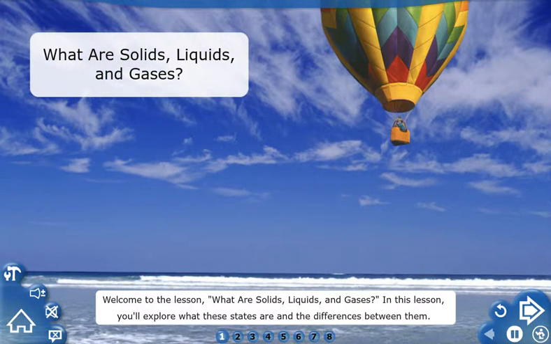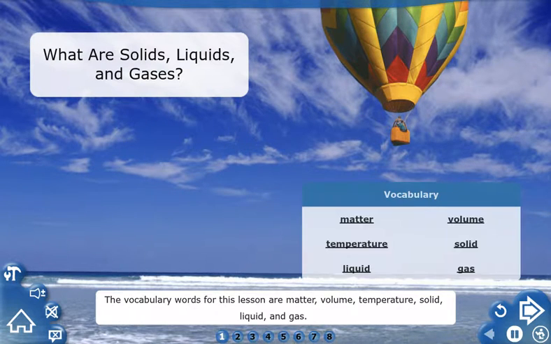Welcome to the lesson, What are solids, liquids, and gases? In this lesson, you'll explore what these states are and the differences between them. The vocabulary words for this lesson are matter, volume, temperature, solid, liquid, and gas.